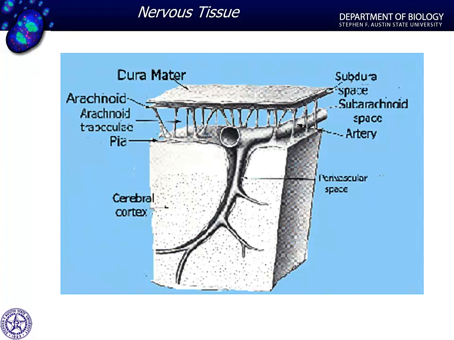As you can see in this illustration, we have the dura mater on top. We have our actual brain tissue here, the cerebral cortex, and here we have large blood vessels that are coursing through this space. And this is the subarachnoid space. The arachnoid layer is directly opposed to the dura mater, and you can see these arachnoid trabeculae creating this very web-like appearance.